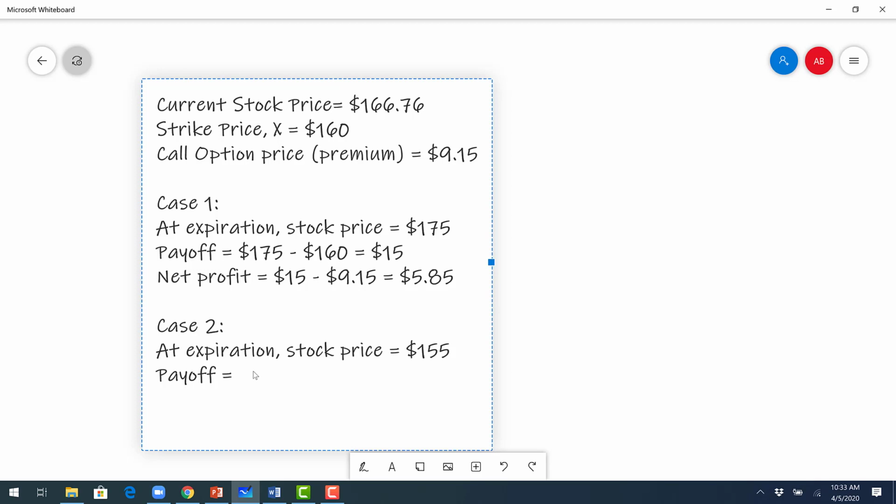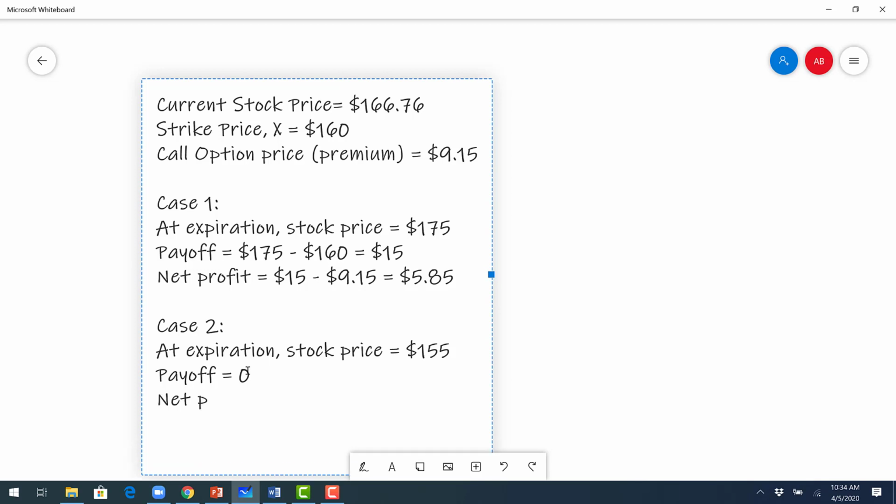Again, you are waiting till expiration, right? This is at expiration. Your stock price is now 155, and you have the right to buy the share at 160. So this is not a favorable situation for you. You would choose not to exercise this option, not use that right to purchase at 160. You don't want to purchase something for 160 when the actual market price is lower. So anytime the price is 160 or lower, you would basically not do anything. You would just let this option expire. It will expire worthless. Your payoff would be zero.